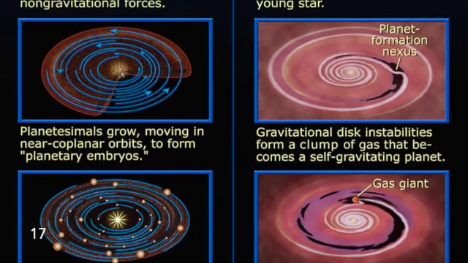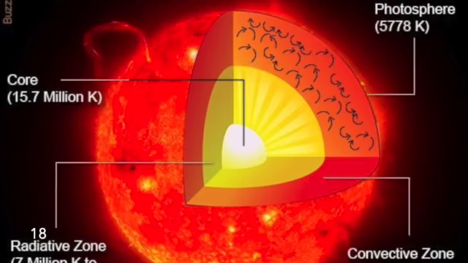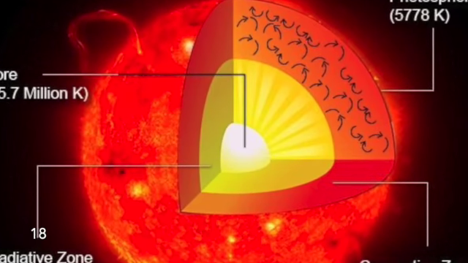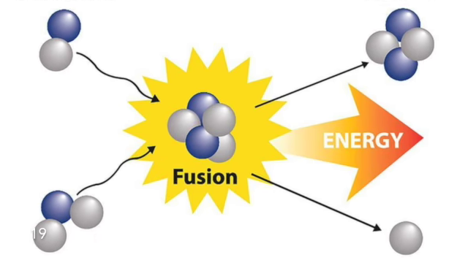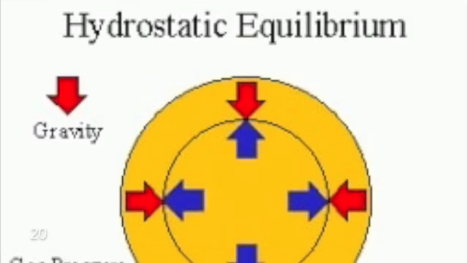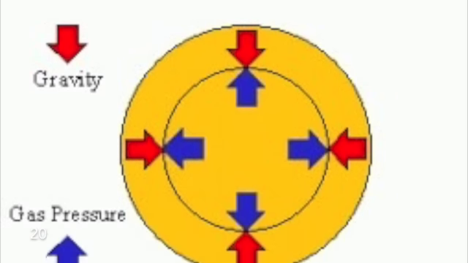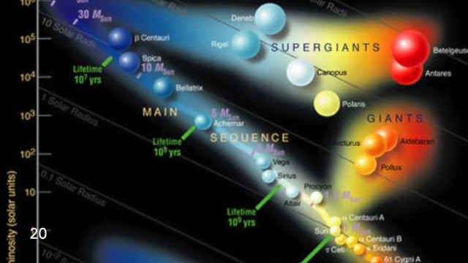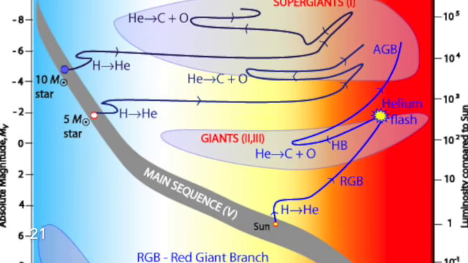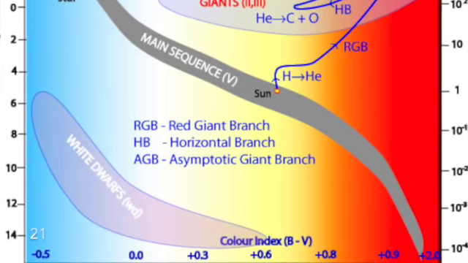After this stage, planetary formation begins, followed by the core reaching 10 million Kelvin. Nuclear fusion begins and it is now a star. Finally, the star reaches hydrostatic equilibrium and is stable in its position on the main sequence for 90% of its life. A star's position on the main sequence, life expectancy, and life cycle mainly depend on the mass.